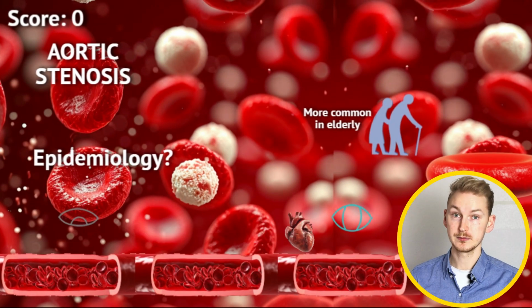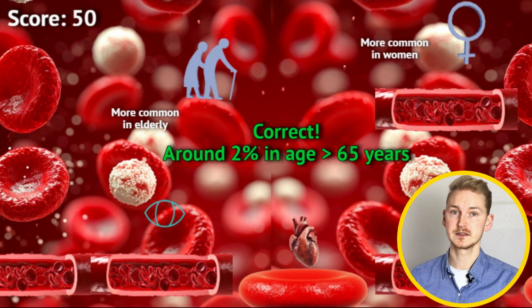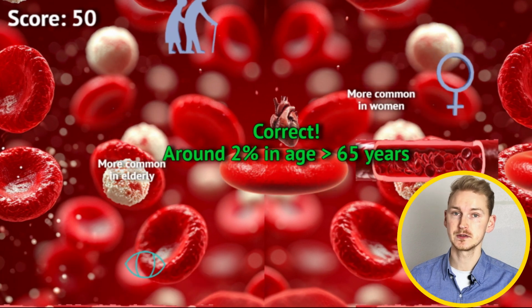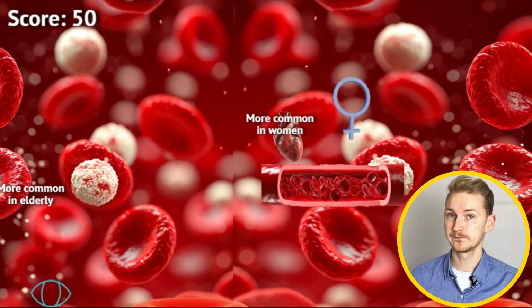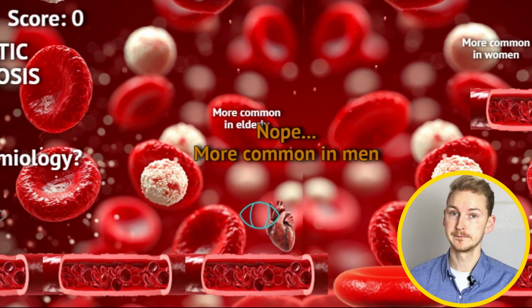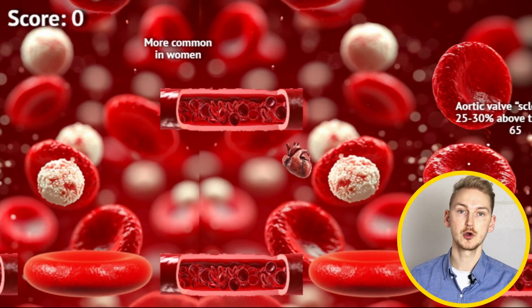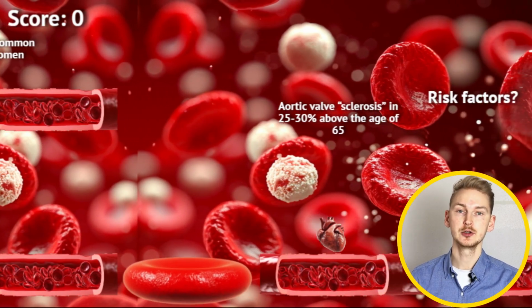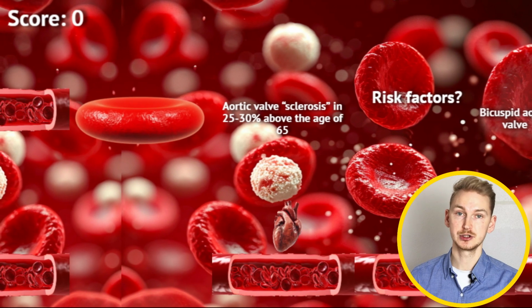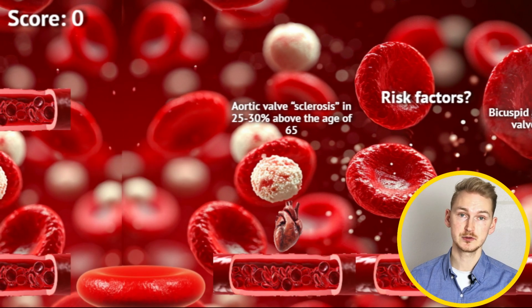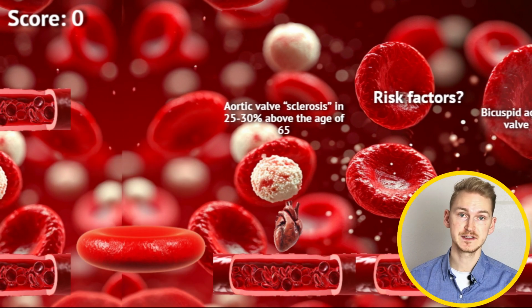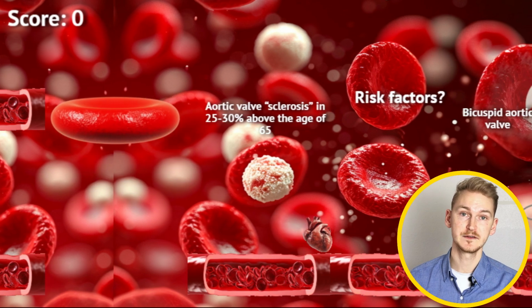Epidemiology. It's more common in old people. It affects around 2% of those above the age of 65, and it's more common in men. Aortic valve stenosis is usually caused by aortic valve sclerosis, which is way more common. It affects around 25 to 30% of those above the age of 65.